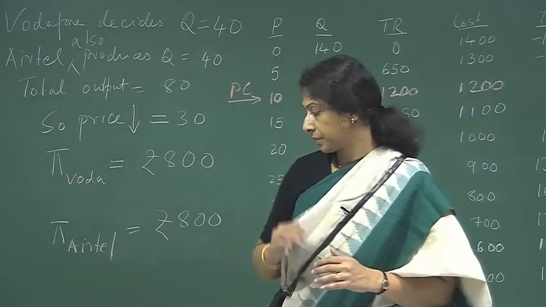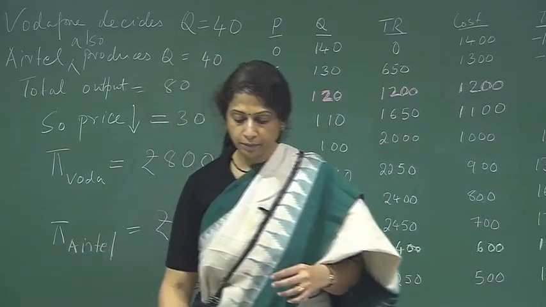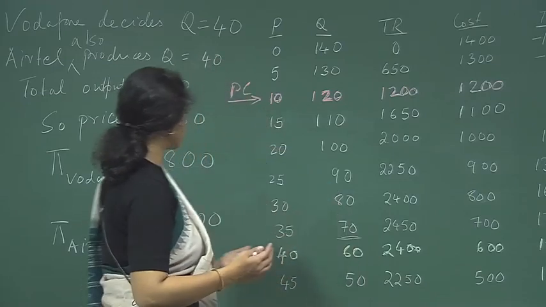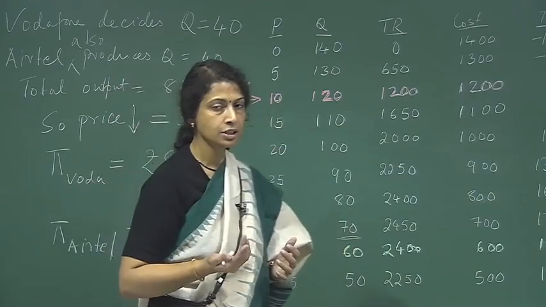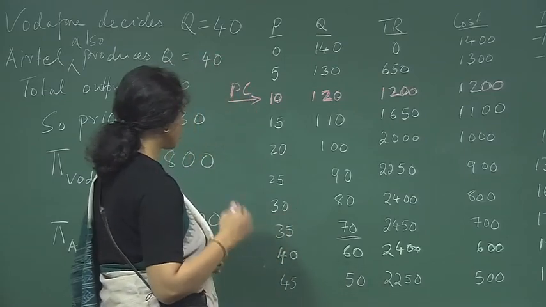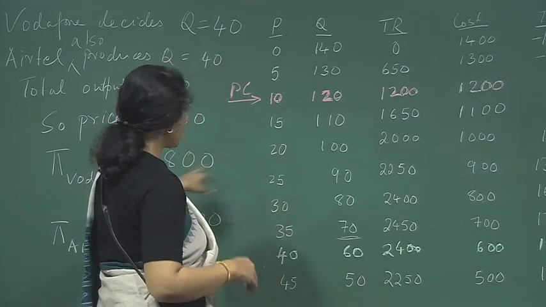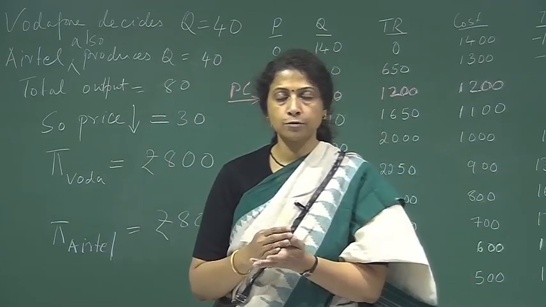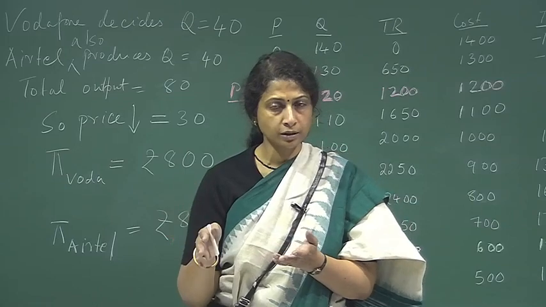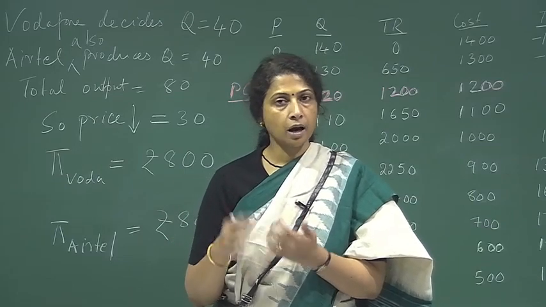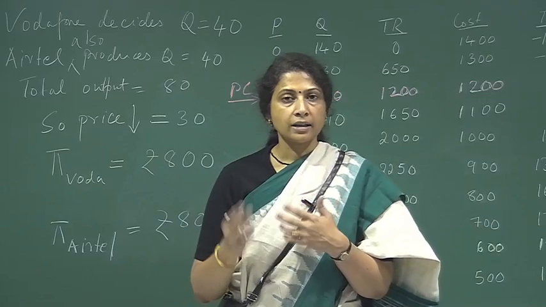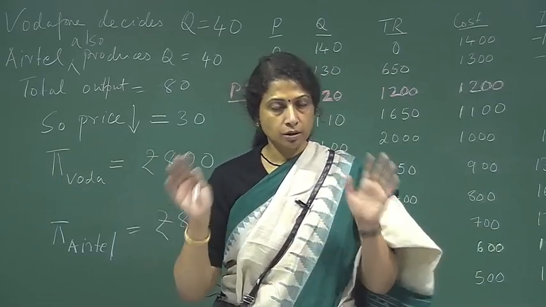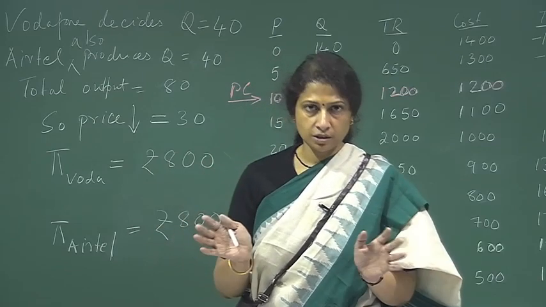So each of them is going to break the agreement, and each of them is now going to produce a higher amount of output because they don't trust each other. Firstly, there is distrust among the firms that the other is probably going to break the agreement. Second, they are acting in self-interest and they are going to do whatever makes them best off in this situation.